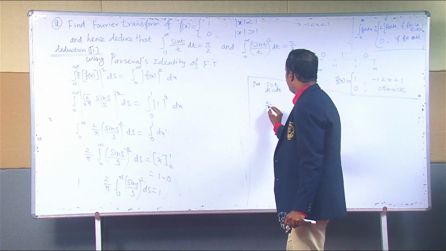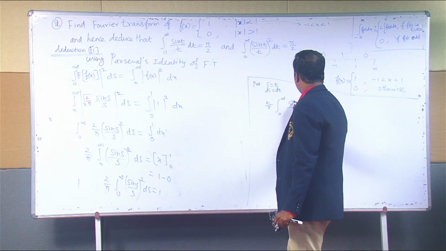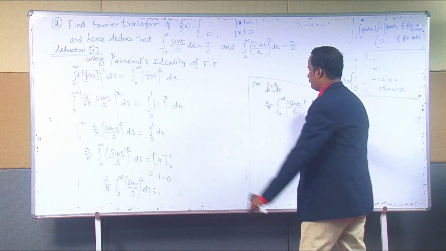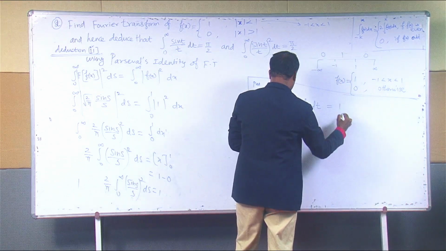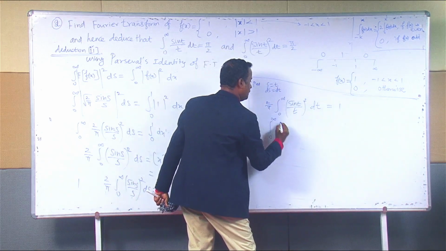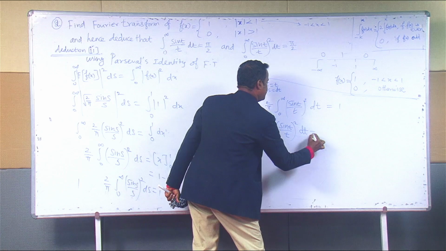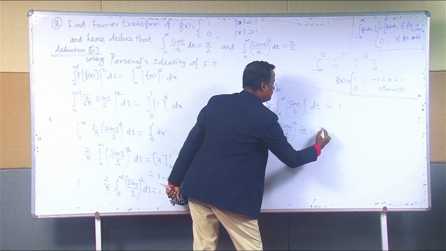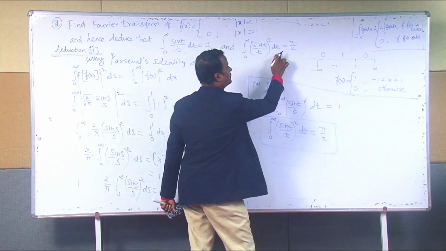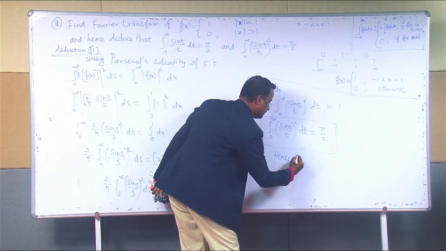So what you get? 2 by pi integral 0 to infinity sin t divided by t the whole square into dt equal to 1. Therefore integral 0 to infinity sin t divided by t the whole square dt is equal to, it goes to the right hand side, means it becomes pi by 2. That is the required result. Hence the second part of the deduction. So hence part 2.